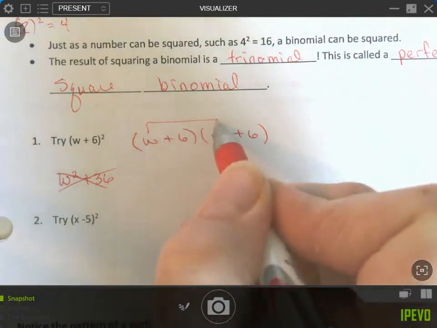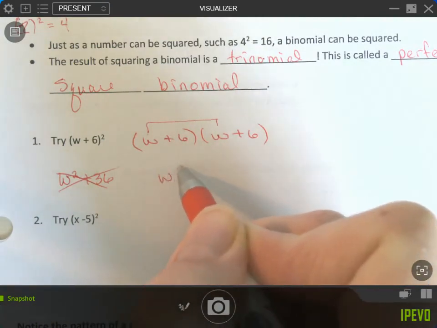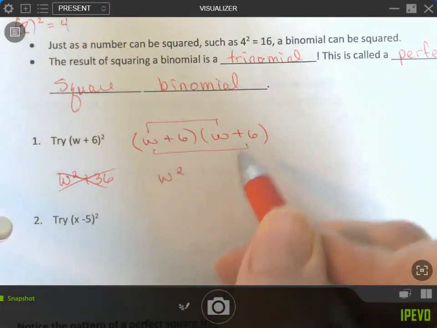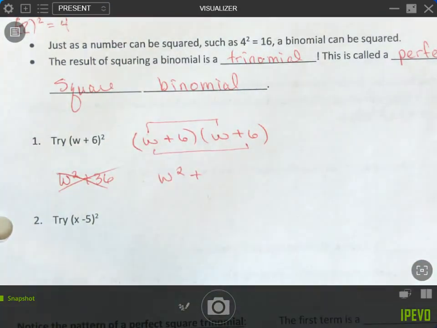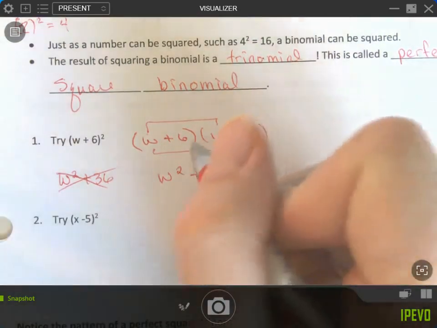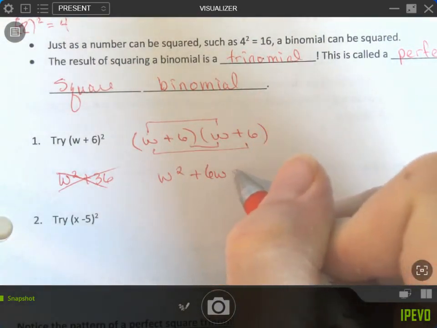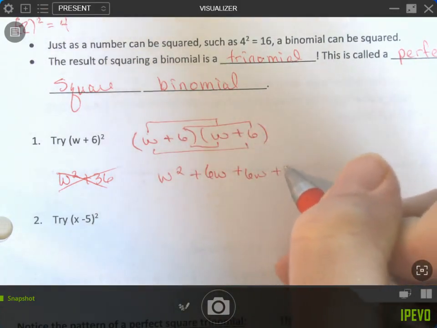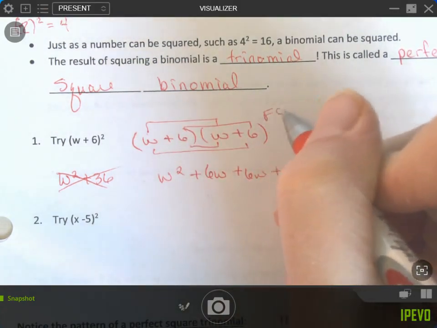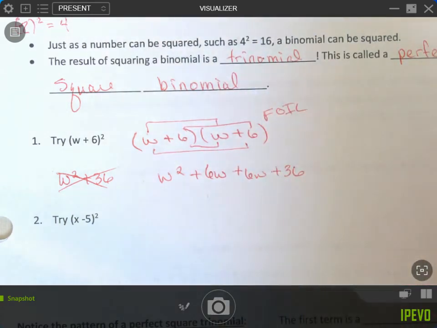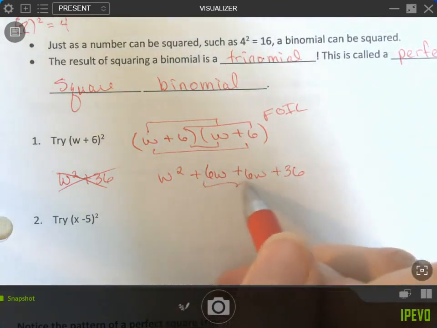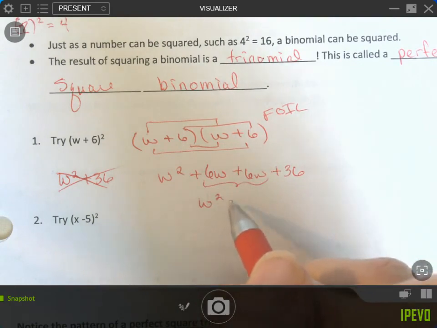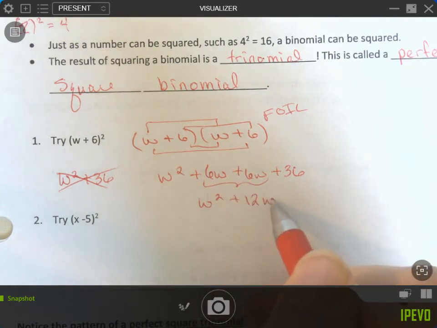And we FOIL this, right? First times first is w squared. Then we do our outside. The inside is a positive 6w. And last is positive 36. So I just use my FOIL acronym to help organize that. And whenever you're done with this, you would add like terms, and we get w squared plus 12w plus 36.